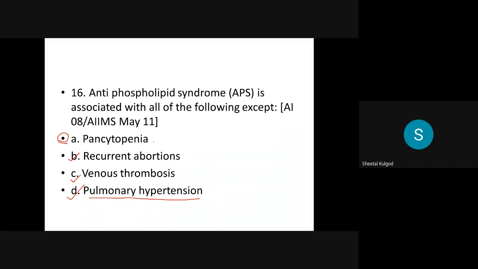Okay. So the pathology basically is the same. In recurrent abortions, there is a thrombosis in the placental bed or the placental blood vessels. That results in decreased placental blood supply to the fetus and the death of the fetus in recurrent abortions. And venous thrombosis, and again, as I explained, pulmonary hypertension because of the thrombosis in the pulmonary vessels. So these three would be the correct options, and this one is not a feature. So the answer here is A, because they've asked except. Okay, clear to all of you?